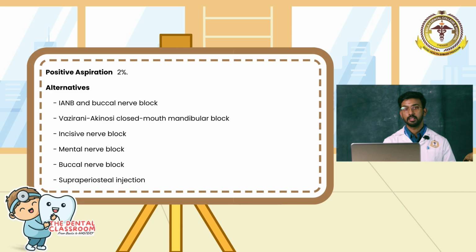The positive aspiration rate for this technique is very low, about 2%. Alternatives for this technique being IANB and buccal nerve block, Vazirani-Akinosi closed mouth technique, incisive nerve block or mental nerve block, as it necessitates supraperiosteal injection.